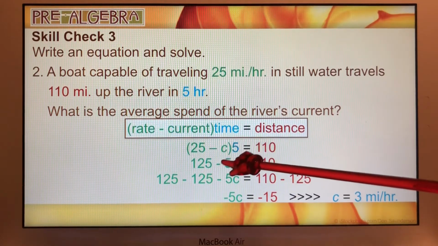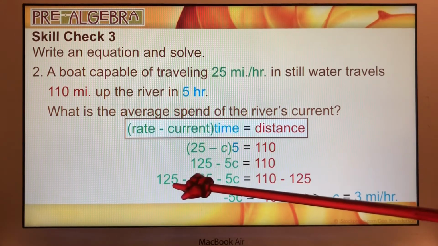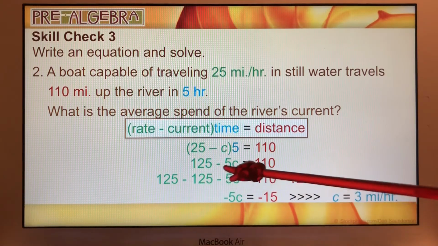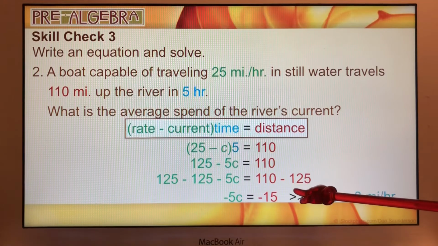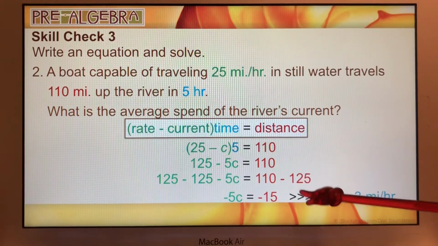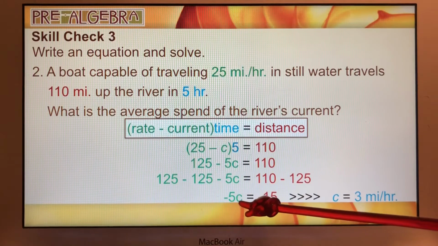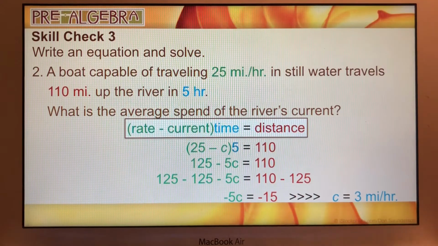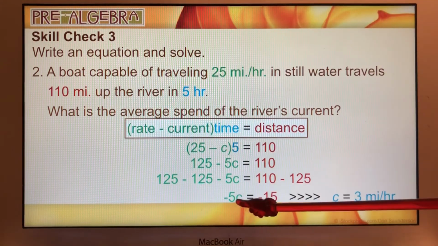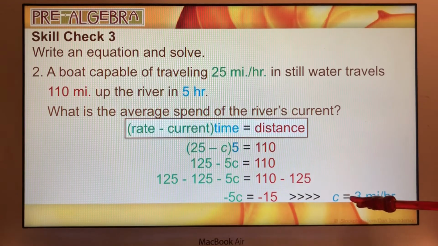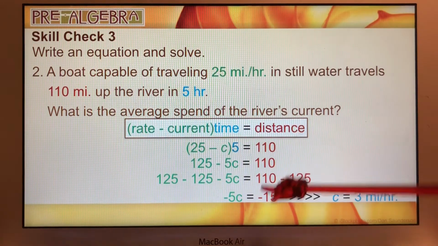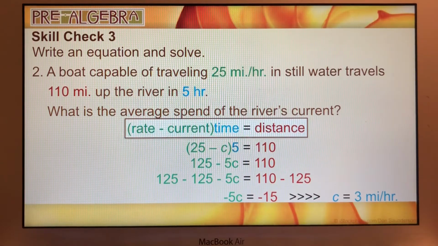If you simplify this equation and do the math, 125 minus 125 gives us 0. But we have to do the same thing on the other side of the equation, minus 125. So now negative 5c is equal to negative 15. When you divide by negative 5, you end up with c equals 3 miles per hour, because negative 15 divided by negative 5 is 3.